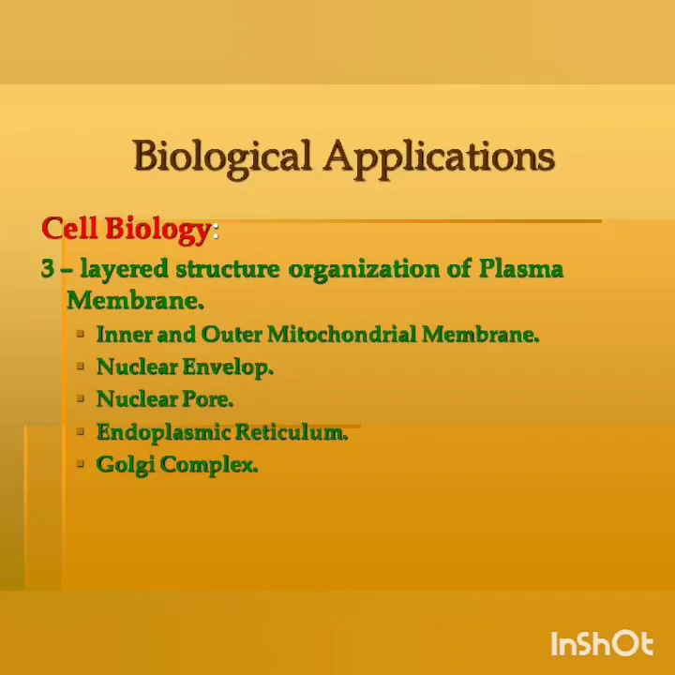Electron microscopy is used in cell biology. Three-layered structural organization of plasma membrane, inner and outer mitochondrial membrane, nuclear envelope, nuclear pore, endoplasmic reticulum, Golgi complex, etc. can be studied in detail with the help of electron microscopy.